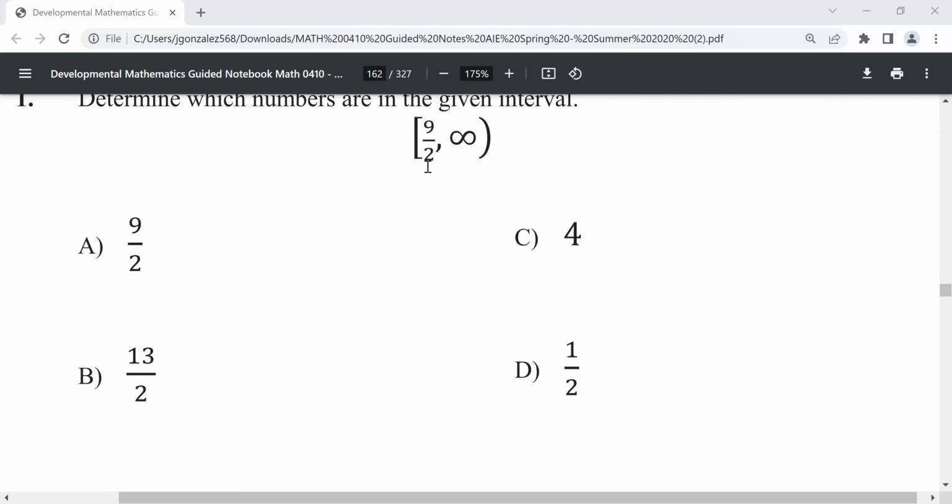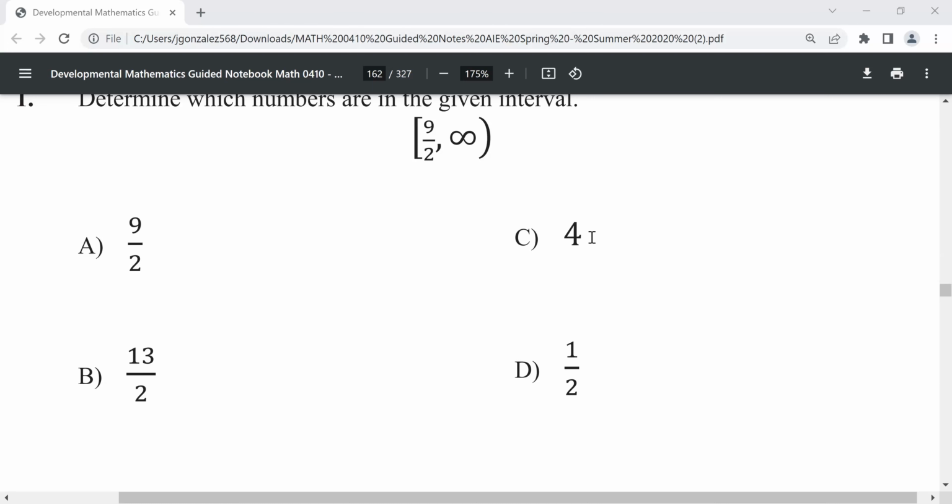What is 9 halves as a decimal? 4.5. 4 point something. 4.5, right? So that's a starting point, correct? And we're including it with the bracket. So is 4 inside there?